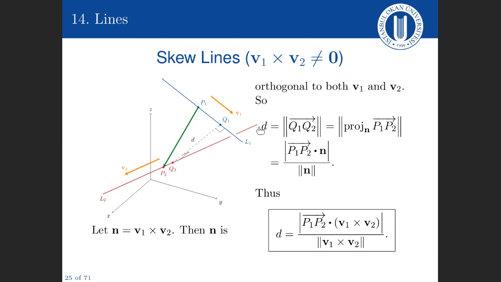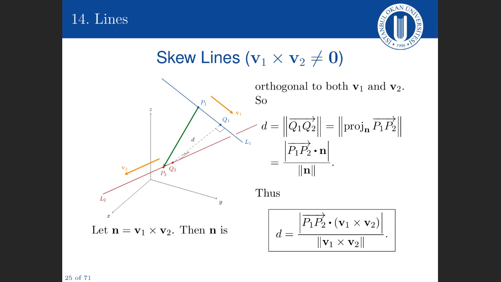Now we can calculate the distance. That's the norm of the vector from Q1 to Q2. This is the same as the projection of the vector P1P2 on N. Part of the vector from P1 to P2 points in the same direction as N. We have a formula for the projection of a vector onto a vector. Take the norm of this formula, we get the absolute value of P1P2 dot N divided by the norm of N.